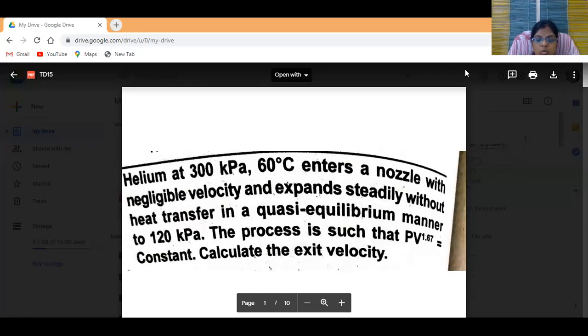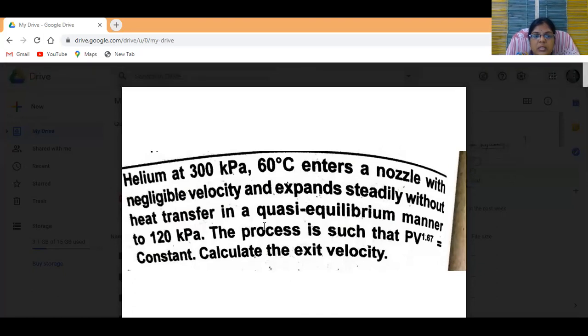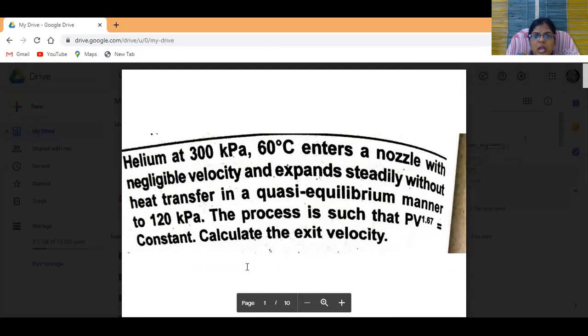Now we are going to do some problems. So what are those problems? Helium at 300 kilopascal, 60 degrees centigrade, enters a nozzle with negligible velocity and expands steadily without heat transfer in a quasi-equilibrium manner to 120 kilopascal. The process is such that PV^1.67 is equal to constant. Calculate the exit velocity. Here, what is our hint?